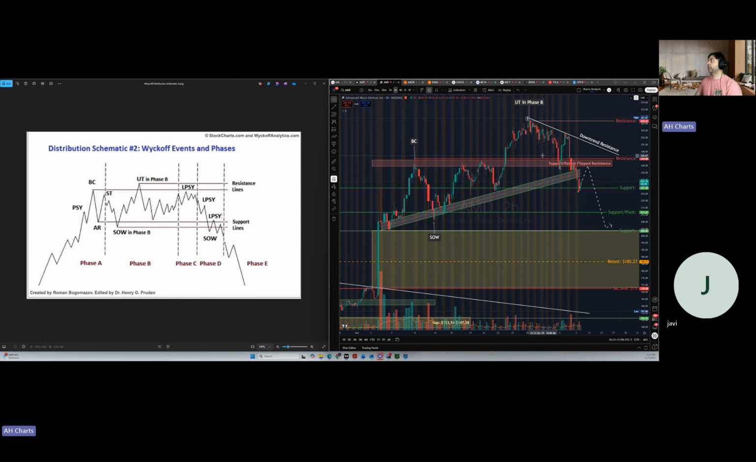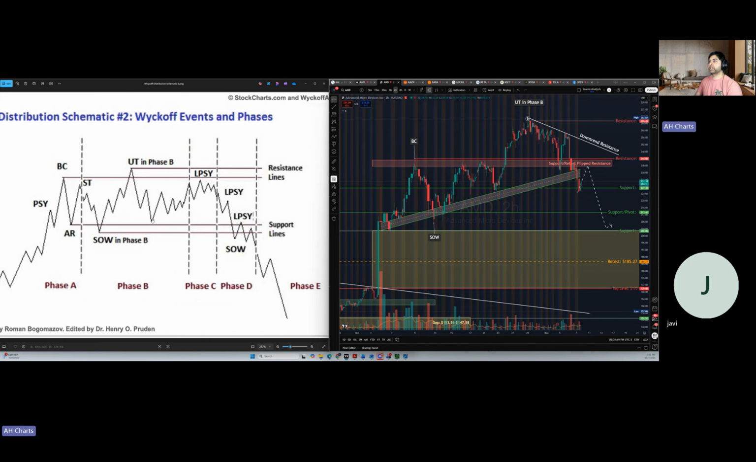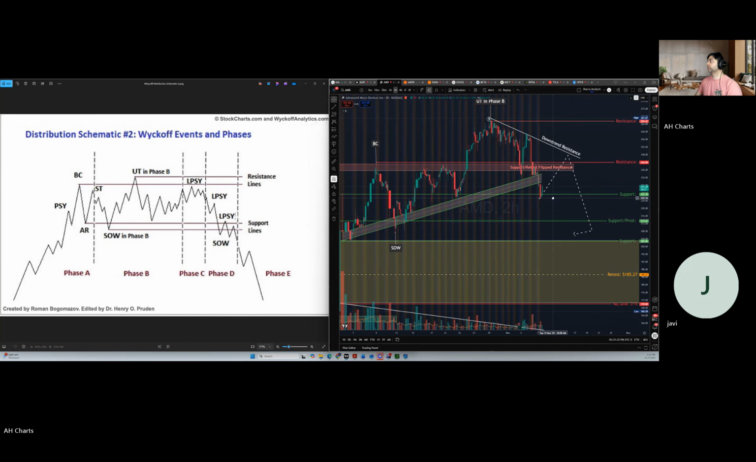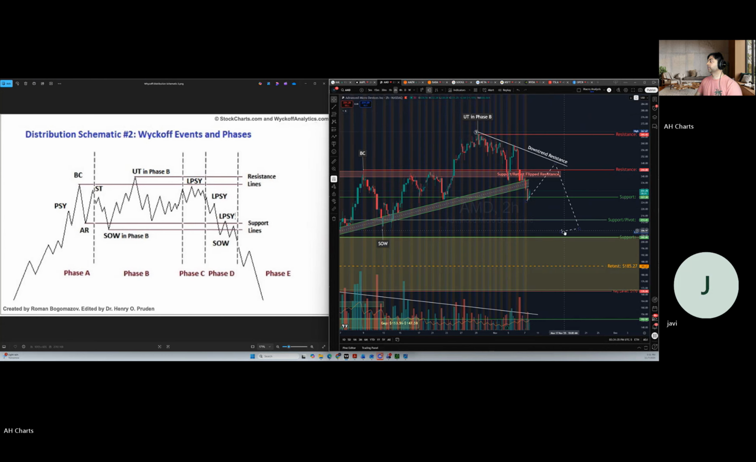Now you're breaking down over here, the bottom here, which now could be this area over here. See this area right here? Could be this area here. And now the question is, am I going to move back up to this level here, or even this level here, and retest this area? Because somewhere over here, you can start having your LPSY.